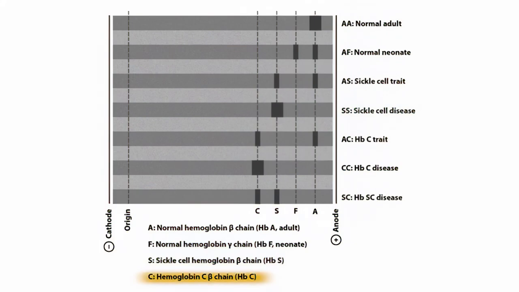In the same way, hemoglobin C is more positive still because here that negative glutamine has been replaced with a positively charged lysine. So the C band is even farther to the left. That means that in hemoglobin C trait, you can have an A band and a C band. In hemoglobin C disease, which is homozygous for hemoglobin C, you're going to have one big C band. And then in SC disease, you're going to have an S band and a C band.